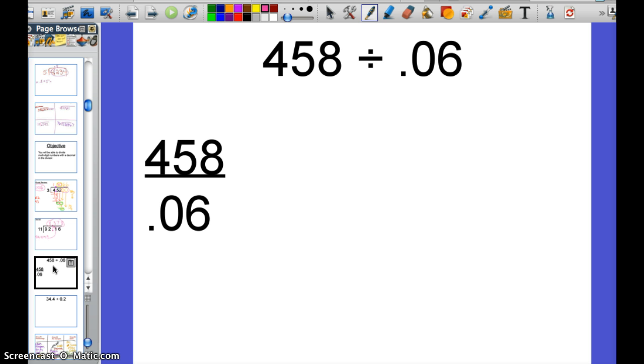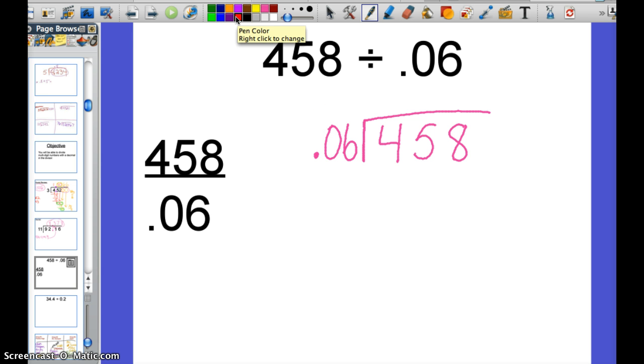So here are two different ways that you can set up this problem. I'm going to set it up so that we can treat this as a long division problem. So we have 458 divided by 6/100ths. And now let's think about this generally. How many times would 6/100ths fit into 458 wholes?